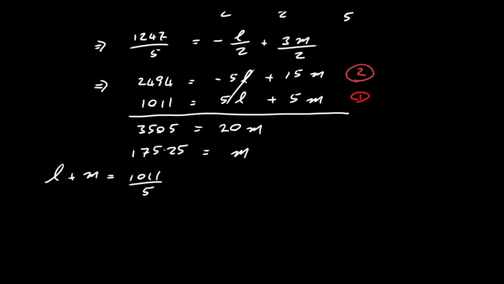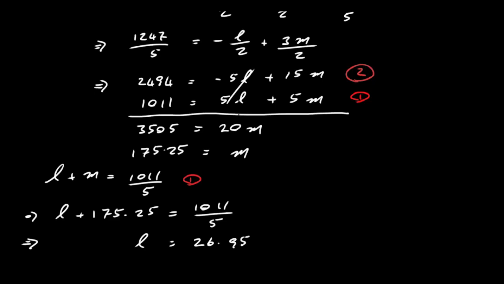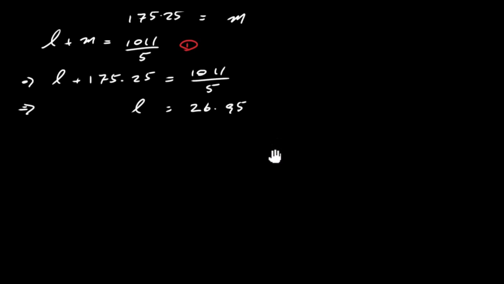So let's just write down L plus m is equal to 1011 over 5. This is equation 1 here. I'm just going to put m in here, work out what L is. So we have L plus 175.25 is equal to 1011 over 5. That'll finally give me an L value of 26.95.